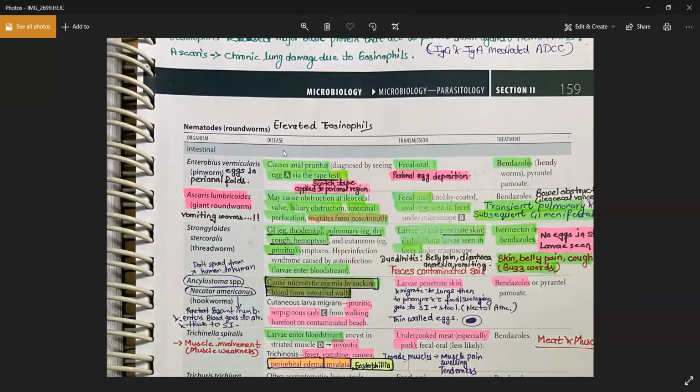So first is Enterobius vermicularis. The route of transmission is the fecal-oral route. And you have this anal pruritus.